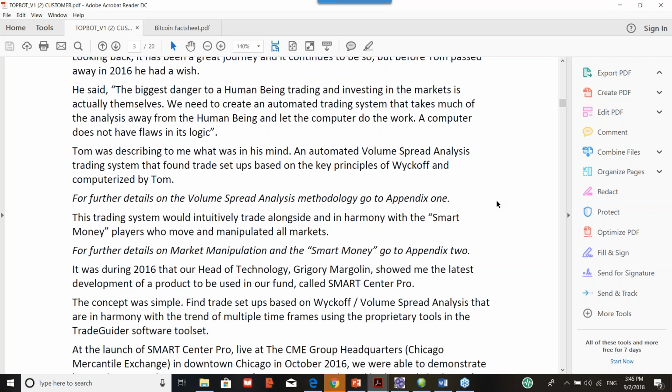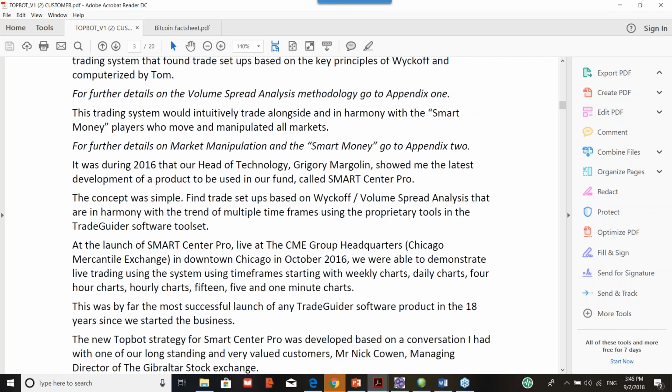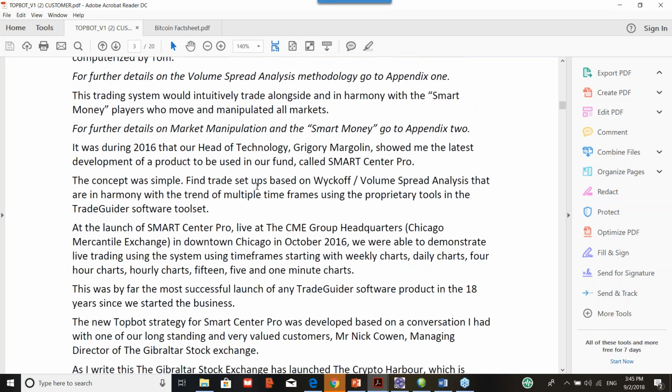An automated volume spread analysis trading system that found trade setups based on the key principles of Wyckoff and computerized by Tom. And there's further information in this document, which you'll get. This trading system would intuitively trade alongside and in harmony with the smart money players who move and manipulate all markets. It was during 2016 that our head of technology, Grigory Margolin, showed me the latest development of a product to be used in our fund called Smart Center Pro.